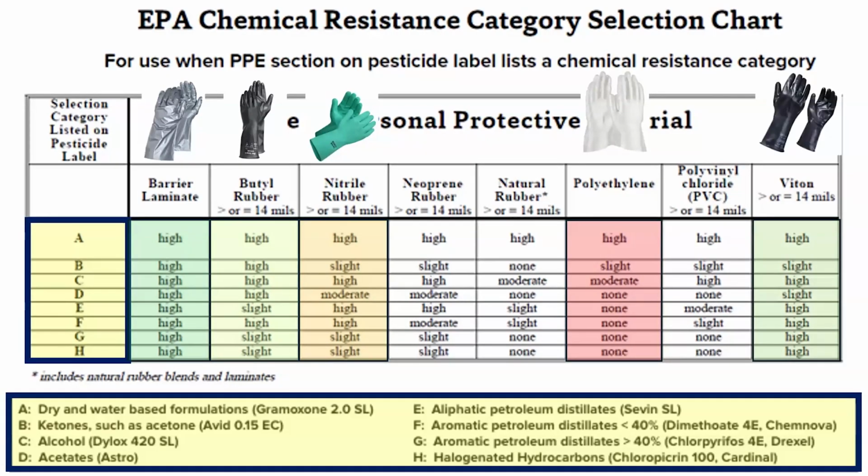Viton, high across the board or most of the way, but not very good for B, which is ketones such as acetone and some other things. So make sure you're choosing your gloves. Make sure you're choosing all PPE appropriately.